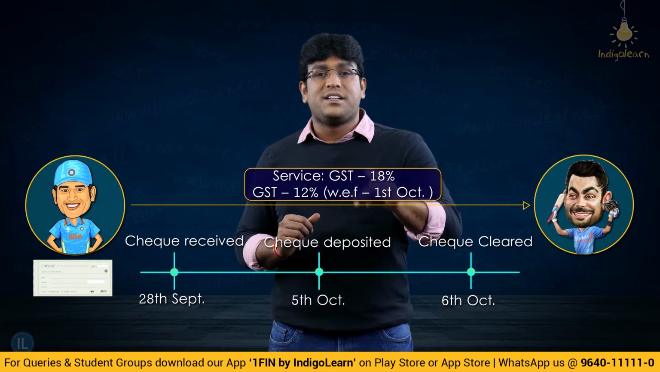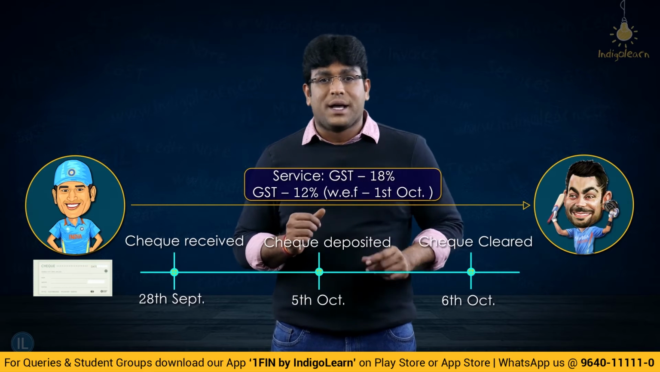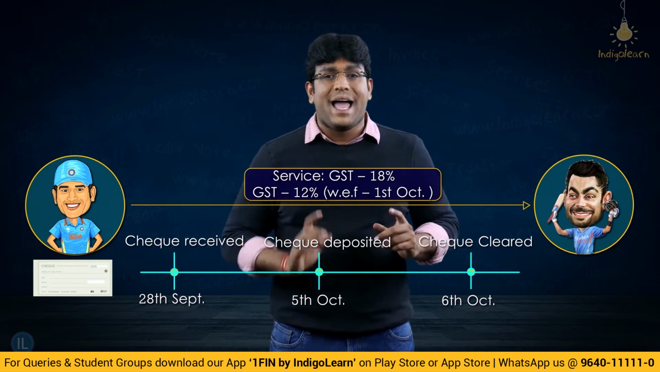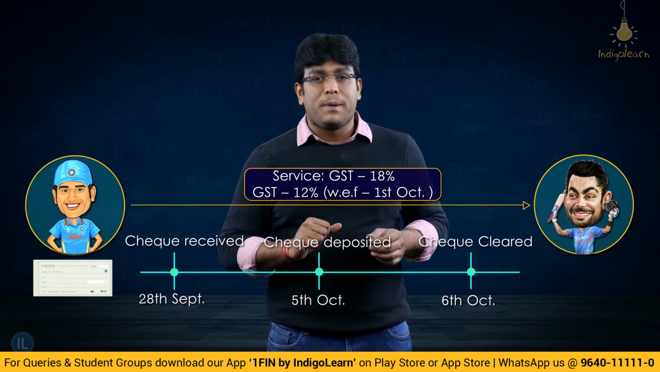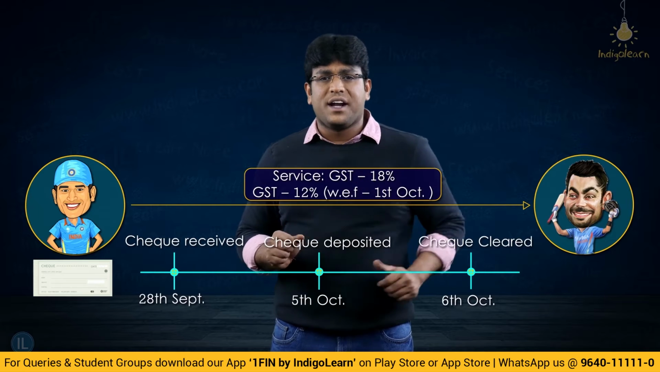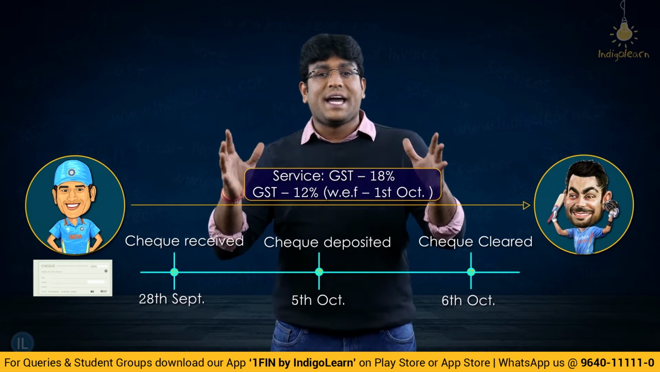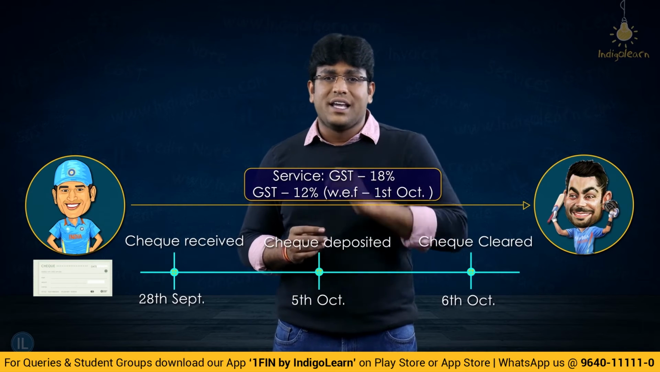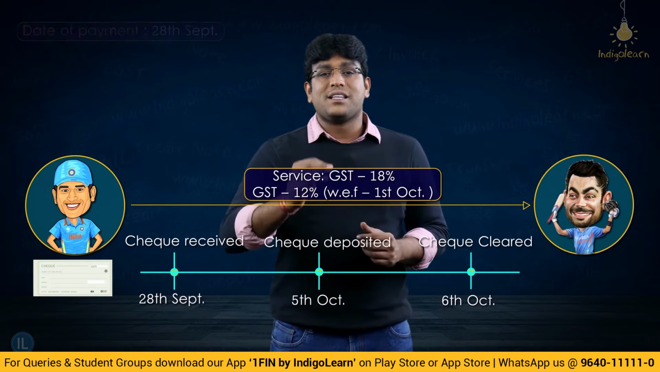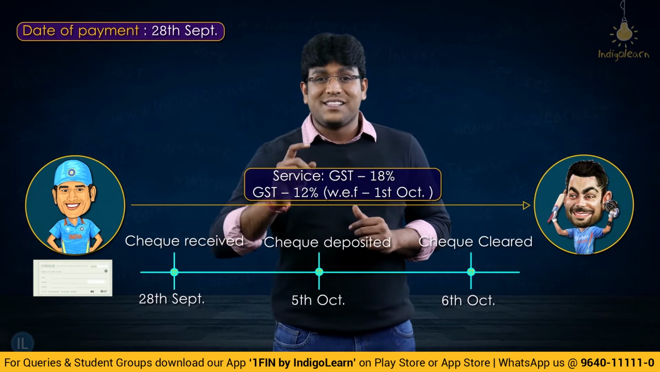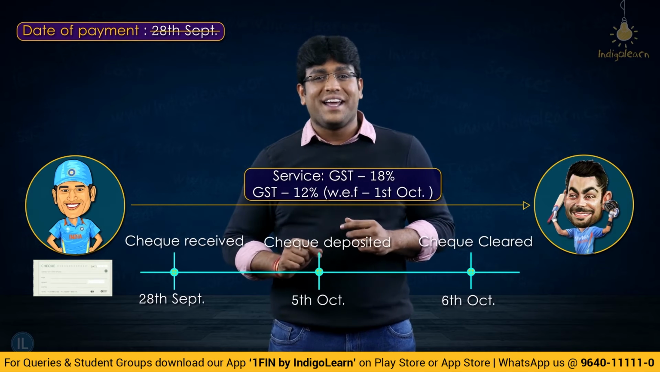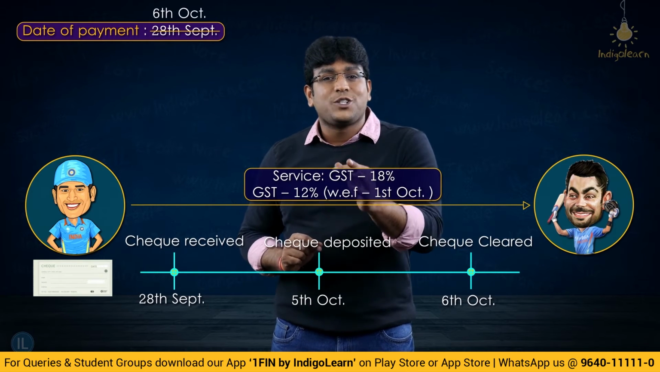The payment is entered in the books on 28th September and the payment is credited in the bank on 6th October. And generally, the answer for date of payment is the date when payment is entered in the books or the date when payment is credited in the bank, whichever is earlier. So strictly speaking, the answer should be 28th September. But let me tell you, the answer is not 28th September. The answer is 6th October.